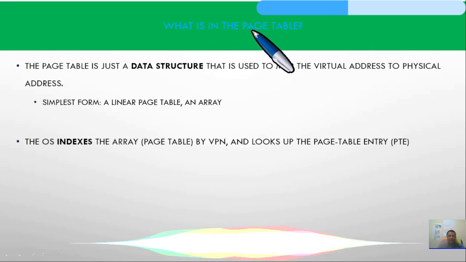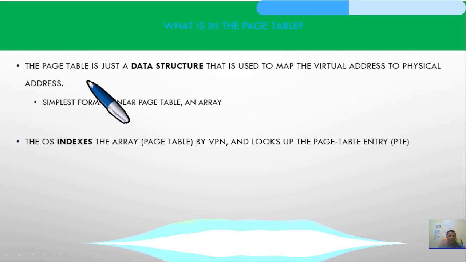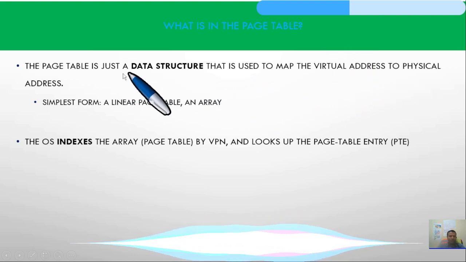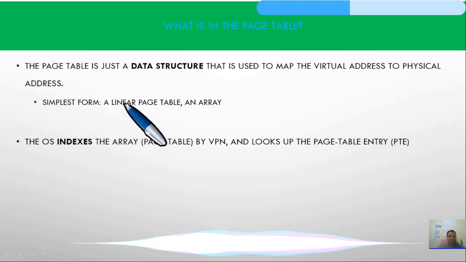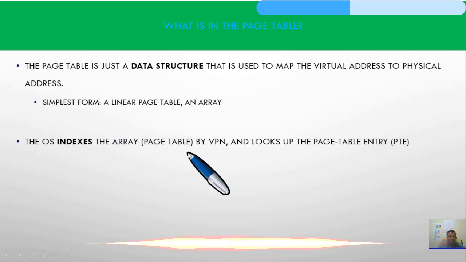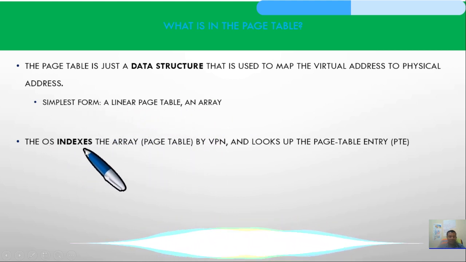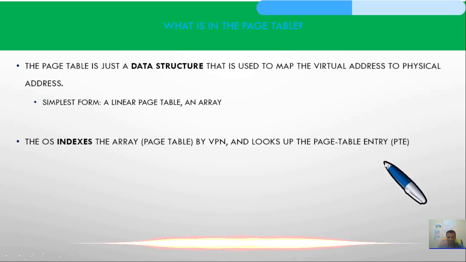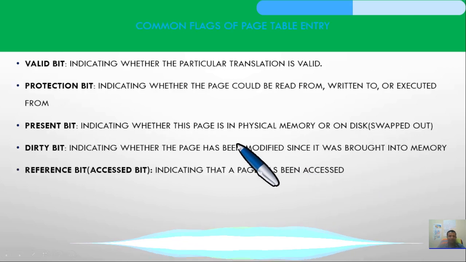What is in the page table? The page table is just a data structure that is used to map the virtual address to physical address. In its simplest form, a linear page table is an array. The operating system indexes the array, or the page table, by VPN, virtual page number, and looks up the page table entry. That is how it works.